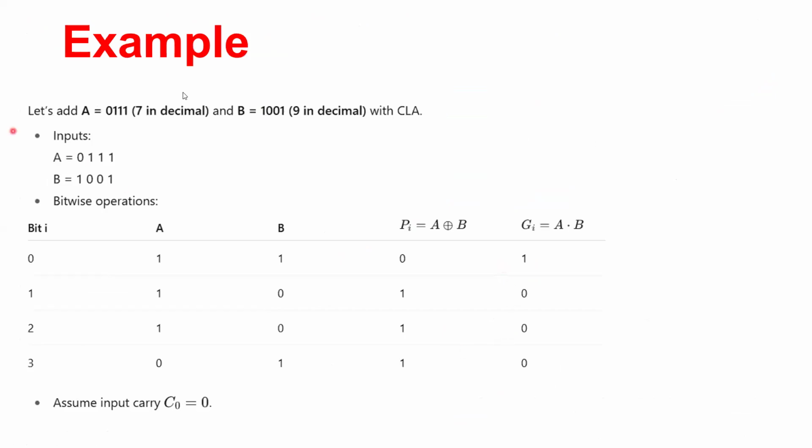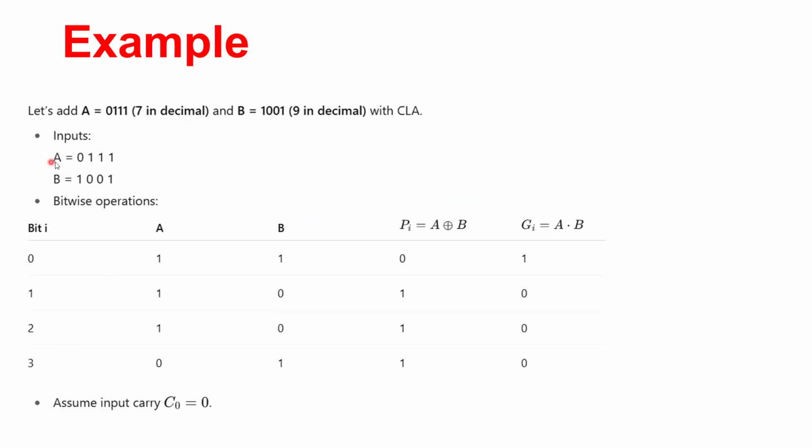So, how do we know that we have understood the concept? It is simple with an example. Let's say you have two words of 4 bits each that need to be added. A is equal to 0111, that is 7 in decimal, and B is equal to 1001, that is 9 in decimal. You have to add them with the carry look ahead. You can also add them with the ripple carry, but now you will do it with the carry look ahead.